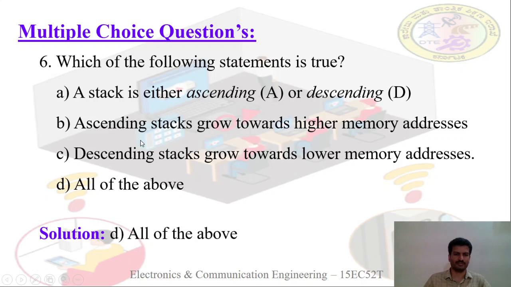So all statements are true. A stack is either ascending or descending. An ascending stack grows towards higher memory address, from lower memory to higher memory address, whereas a descending stack grows towards lower memory address, higher memory to lower memory. So all of the above are right. So option D is the right answer.